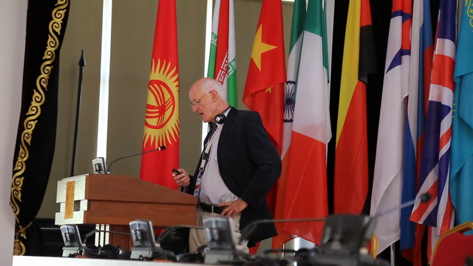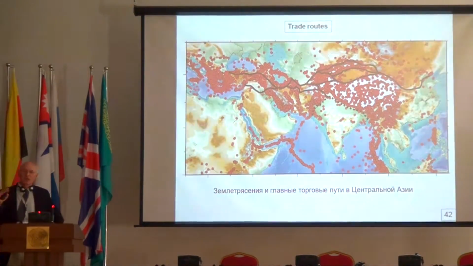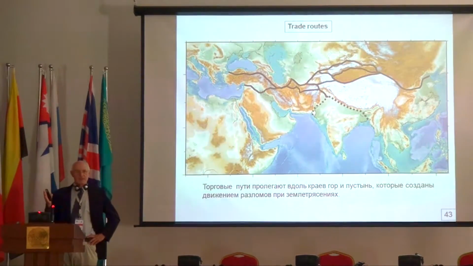The final point I want to make is associated with where people live. This is a map of the earthquakes in Asia, and in black are the main historic trade routes. These are the main trade routes linking the east and the west across Asia here. If I remove the earthquakes, you will see that the trade routes follow the main geological boundaries. The trade routes follow the edges of the deserts, the edges of the high mountains, the edges of the plateaus like Tibet, the high region of Tibet. And these features are all created by movement on faults in earthquakes.